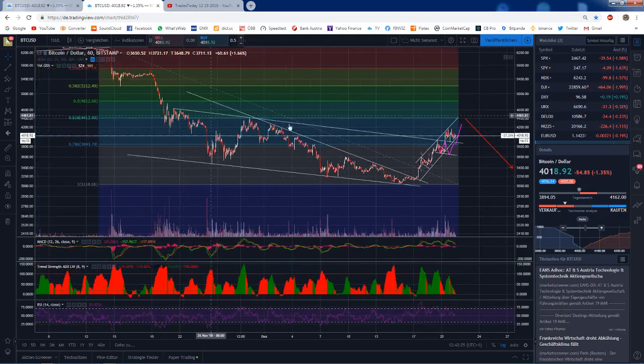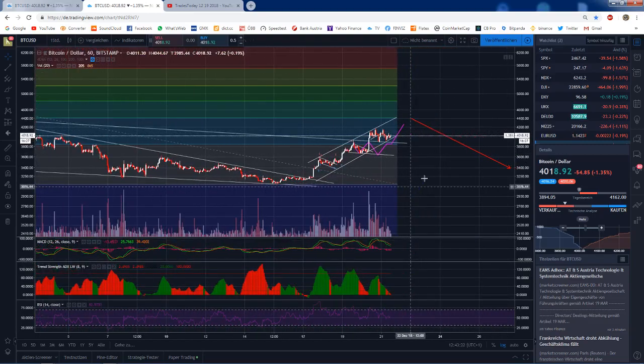So here we have the channel line on the bottom, here the trend line on the top, and now we've seen an upward channel, so we have the channel line on the top and a trend line on the bottom.